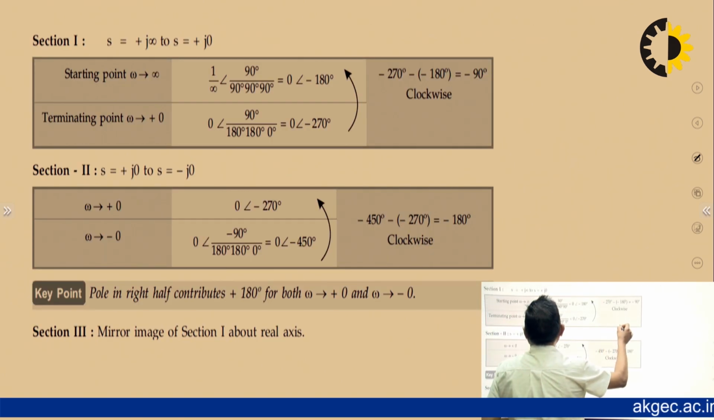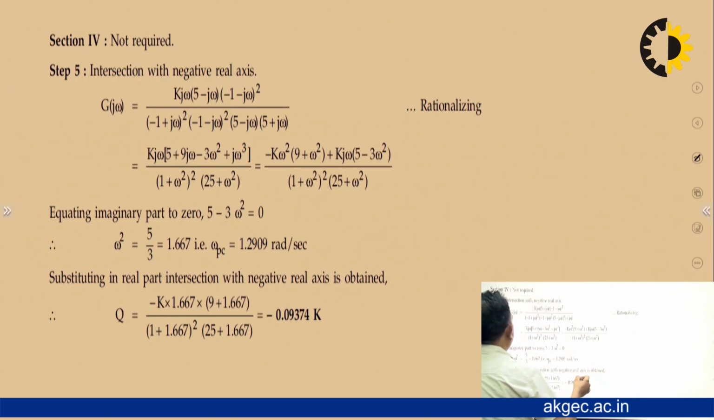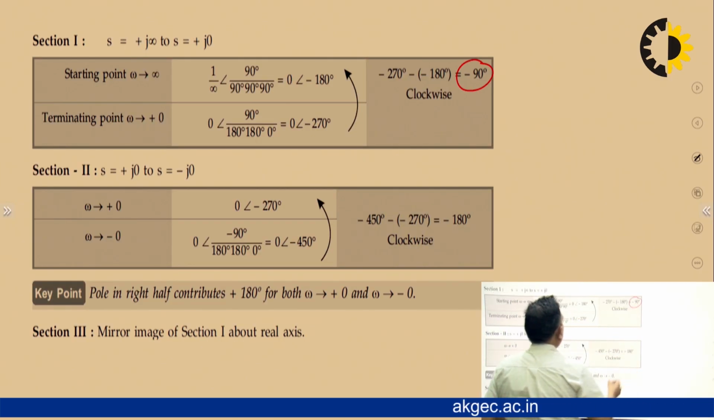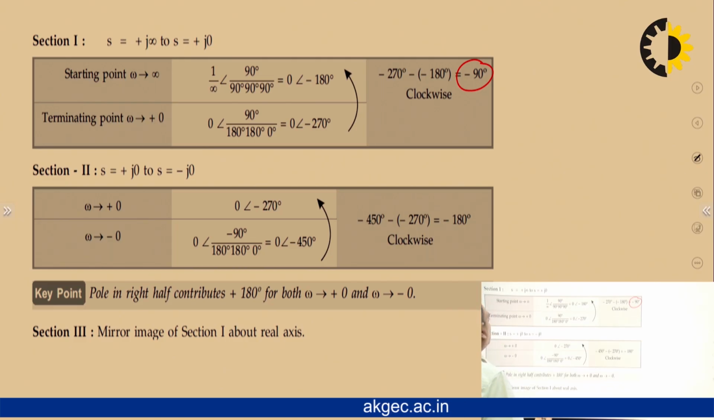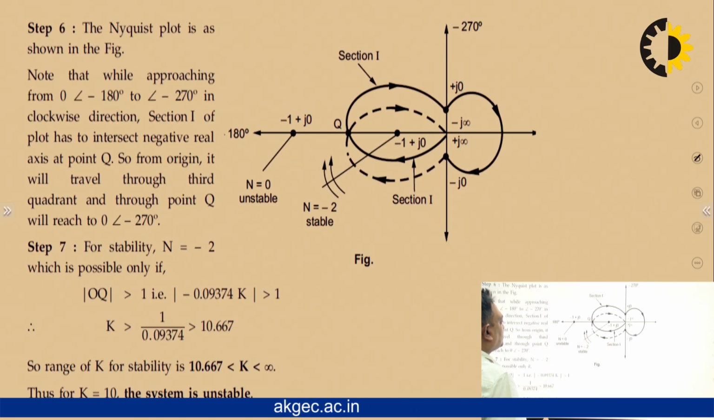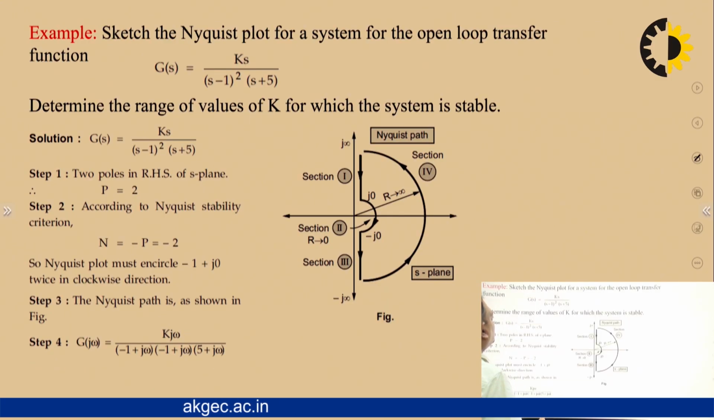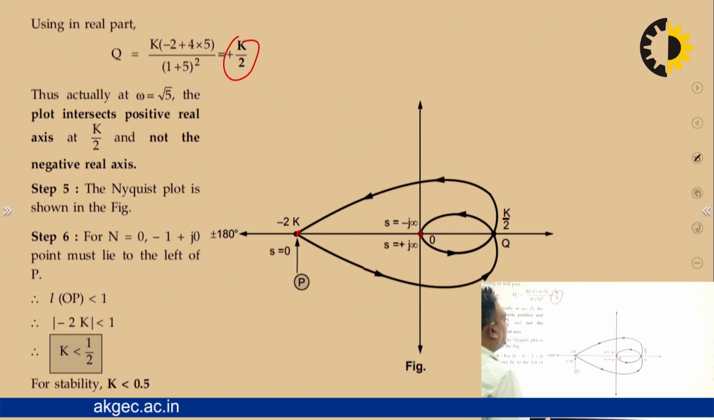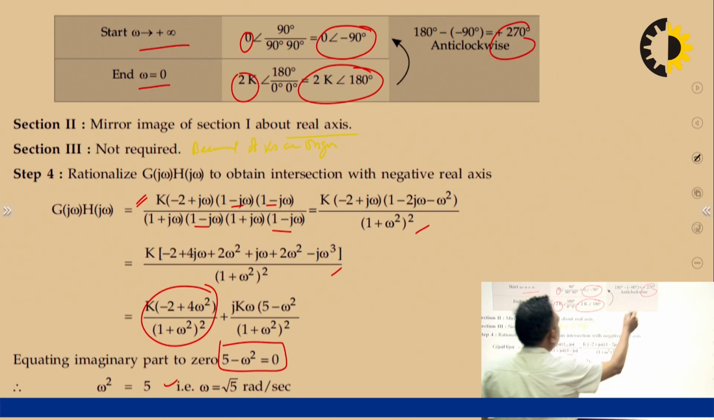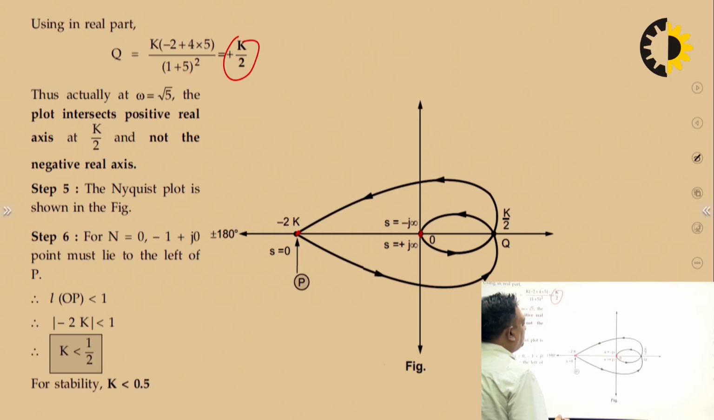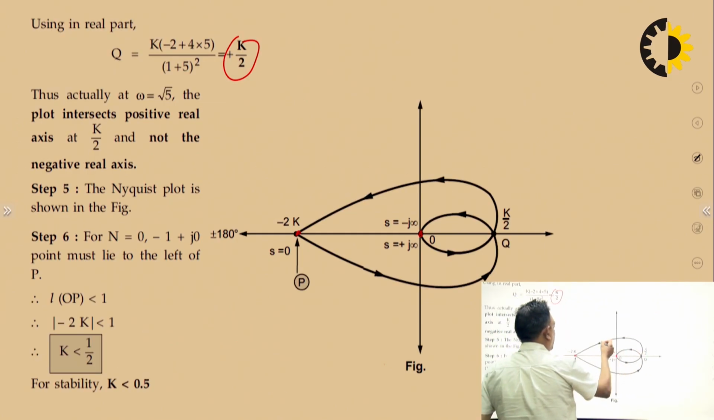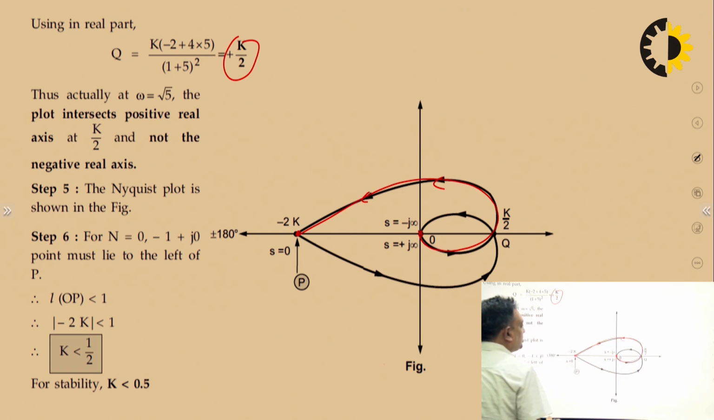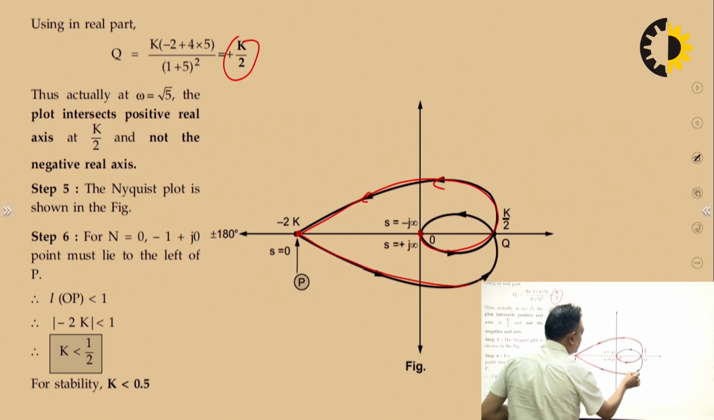So we will move by the angle of rotation we have calculated, which is minus 90. The angle of rotation is plus 270, so plus 270 means it is somewhat like this. This is the angle of rotation plus 270, and section 2 is basically the mirror image of this, and this is the origin.